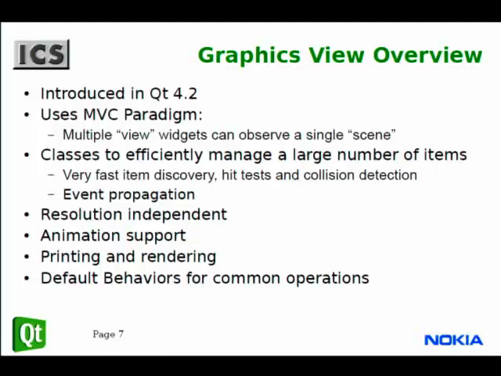It's also designed to be able to perform hit tests and collision detection very quickly. It propagates events from the scene down to the items. The coordinate system is resolution independent. We're not dealing with pixels anymore. It supports animation, and in many different ways. And we'll talk about printing and rendering and some of the default behaviors for common operations that you inherit whenever you extend from the graphics item.